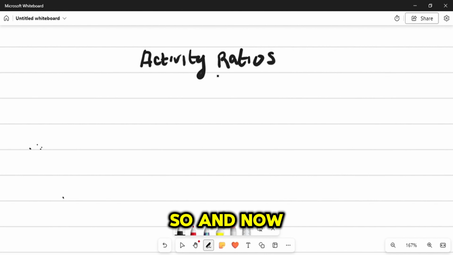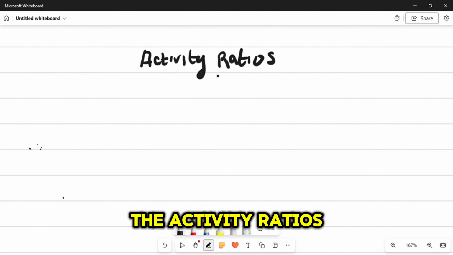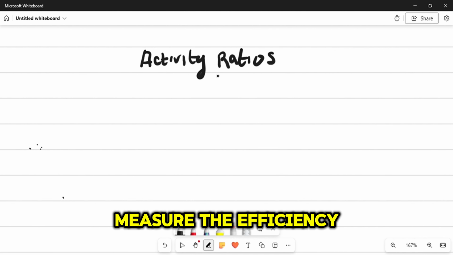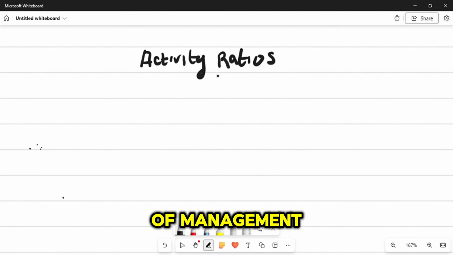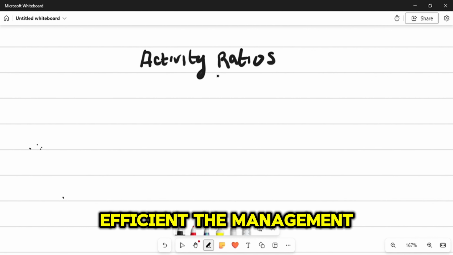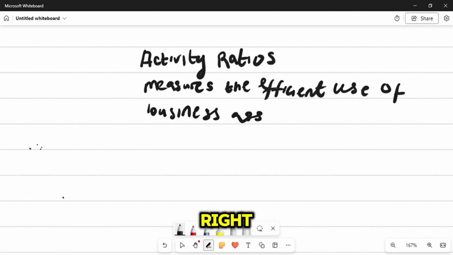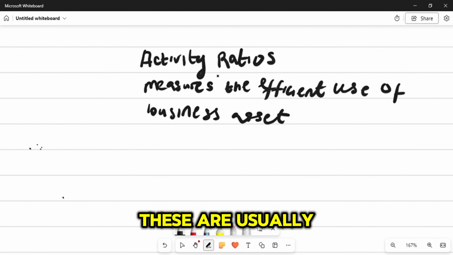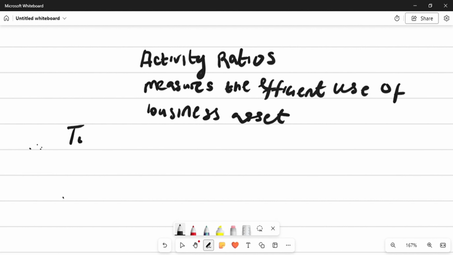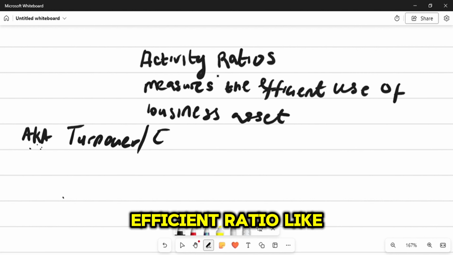So now we're going to look at activity ratios. Activity ratios are ratios that measure the efficiency of management in the use of business assets, how efficiently management uses business assets. These are usually ratios that relate sales to assets. Another name for these ratios can also be turnover ratios, or you can also call them efficiency ratios, like we said.